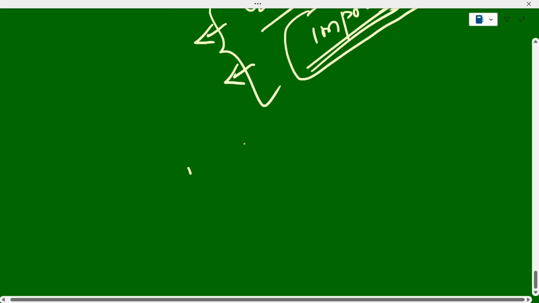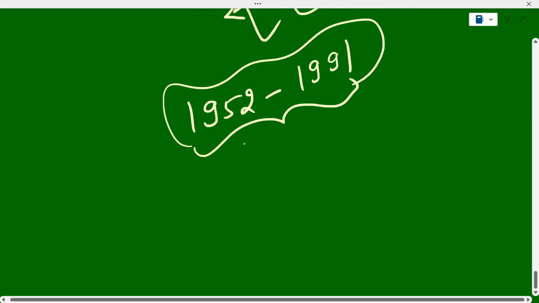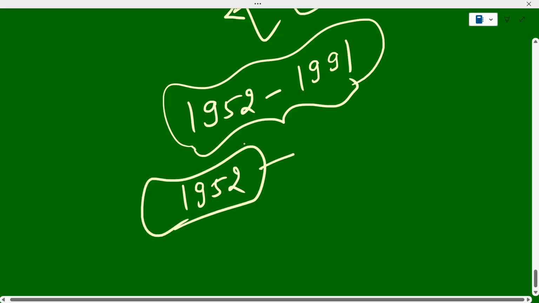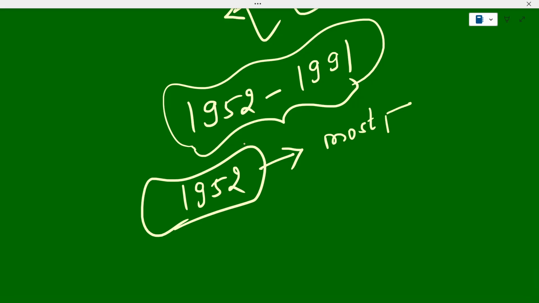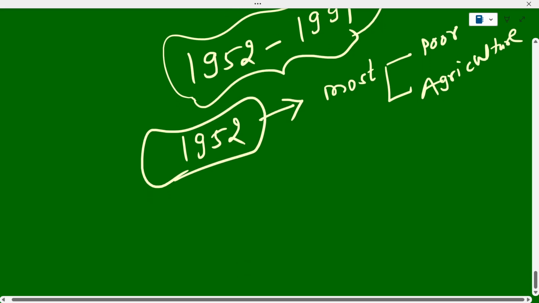And the reason lies in the whole chronology from 1952 to 1991. So let's take a background tour. During the year 1952, most of the population was, first, poor, and second, employed in agriculture. Second, the manufacturing backbone wasn't even there.